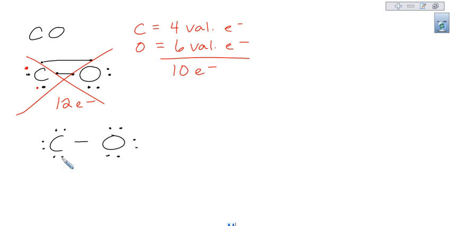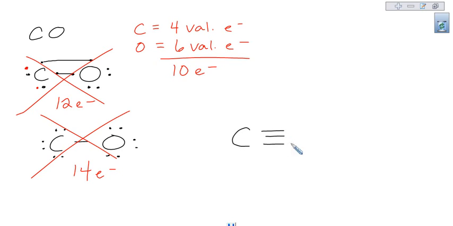So now we count the amount of electrons we used in our structure. 2, 4, 6, 8, 10, 12, whoa! 14. That's the wrong direction. That's not right. So if a single didn't work, a double didn't work, try a triple.